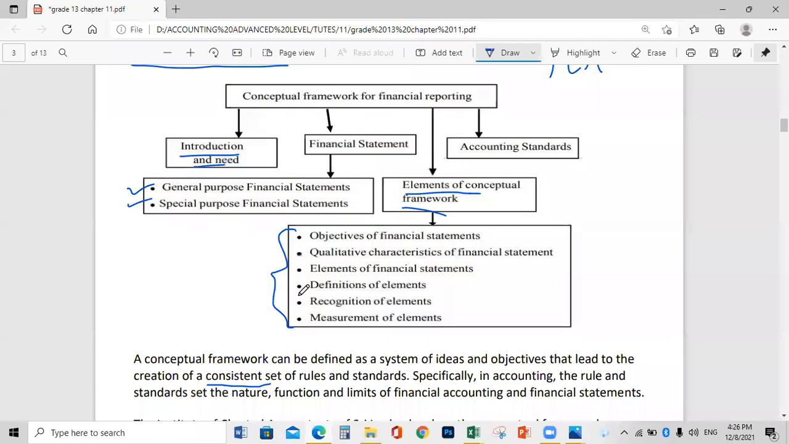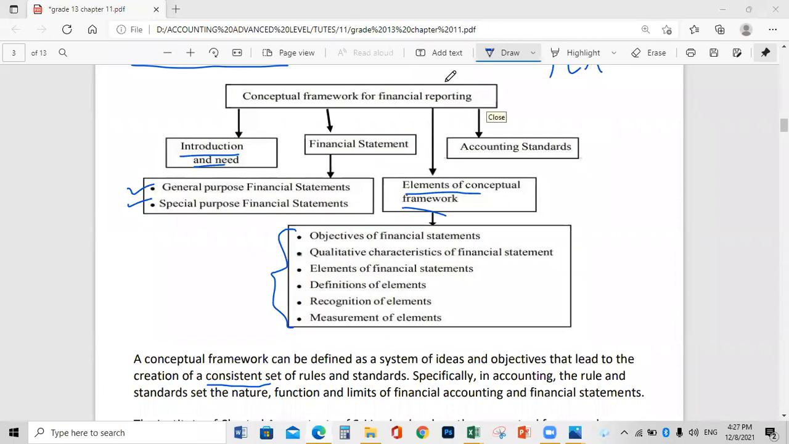So under the conceptual framework, the main 6 elements are what the conceptual framework is talking about. What is the objective? It is talking about the objective of preparing financial statements. What are the qualitative characteristics of financial statements? Guys, when it comes to financial statements, the information has qualitative characteristics. No worries if you can't understand what I'm telling now, because we will go in depth one by one.